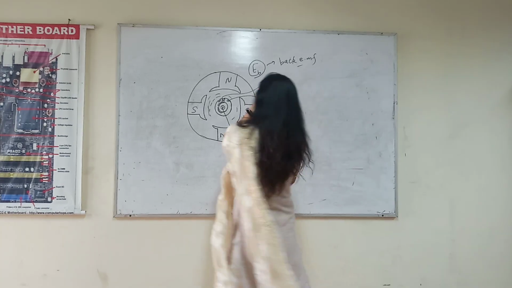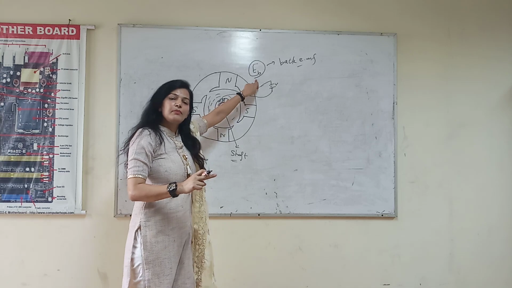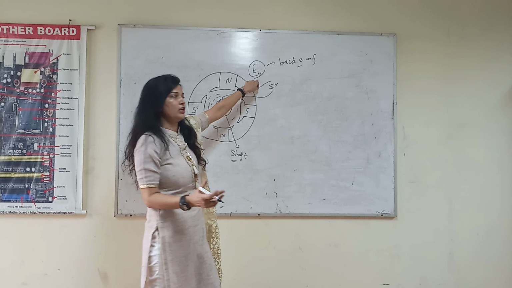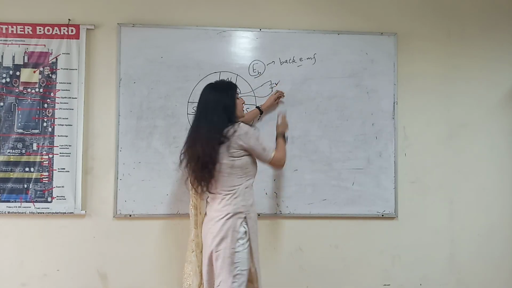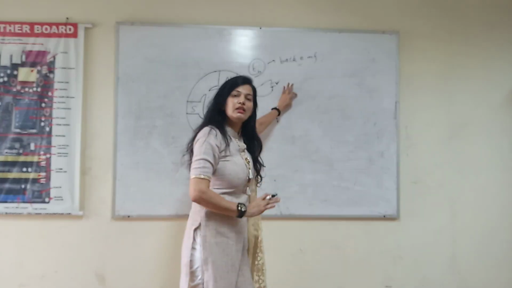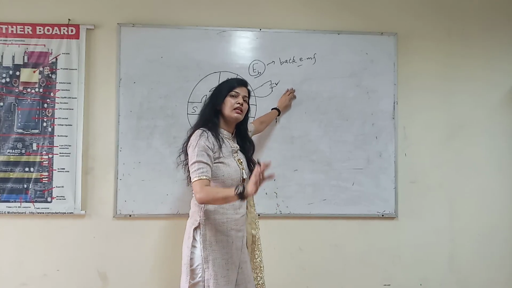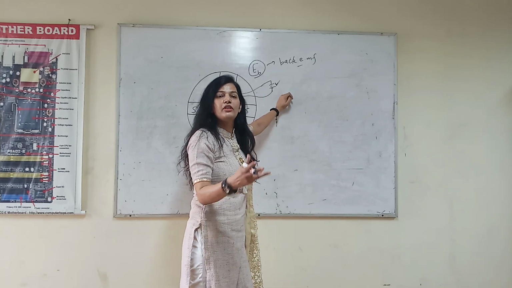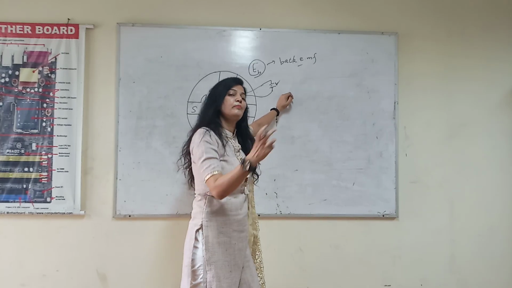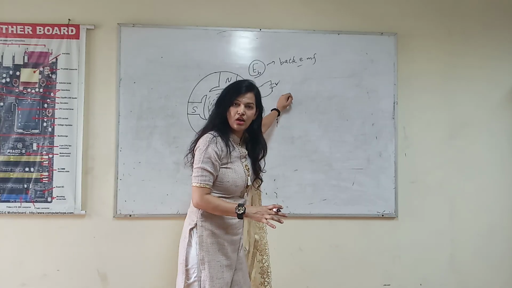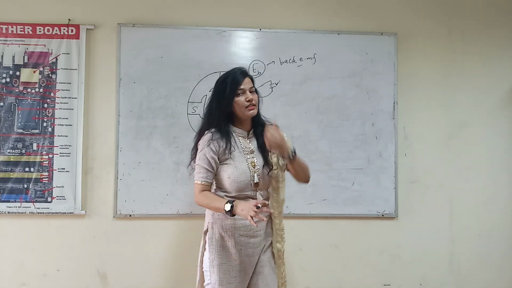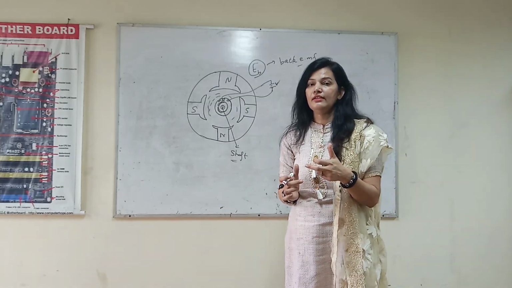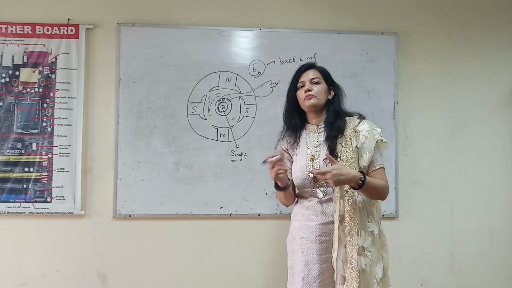This EB will always be in the opposite direction to that of the supply voltage because of Lenz's law. All machines work on the principle of electromagnetic induction, and Lenz's law is part of that principle. According to Lenz's law, as I already discussed, it opposes the cause which is producing it.